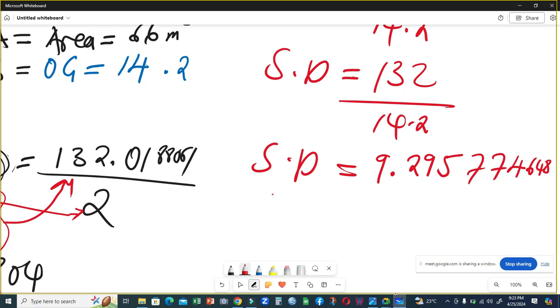Now, if we round off to three significant figures, remember, 9 is the first significant figure, 2 is the second, the other 9 is the third, and the number after that is 5. It's equal to 5, so we add 1 to the 9. When we do that, this becomes a 10, so it becomes a 0 and we carry the 1 onto the 2 to have a 3. So that is 9.30. What are the units? Meters.